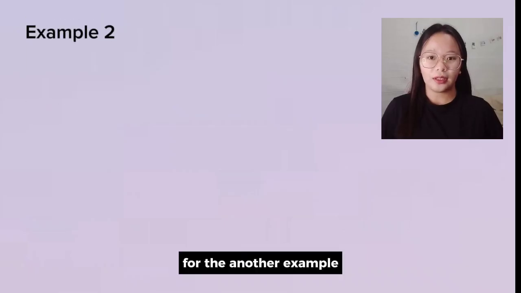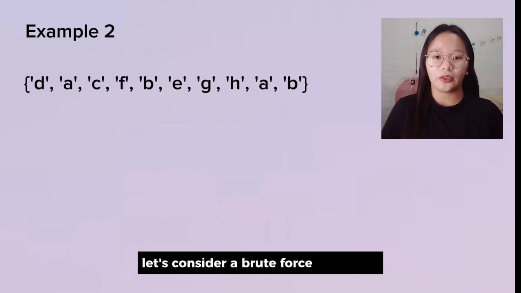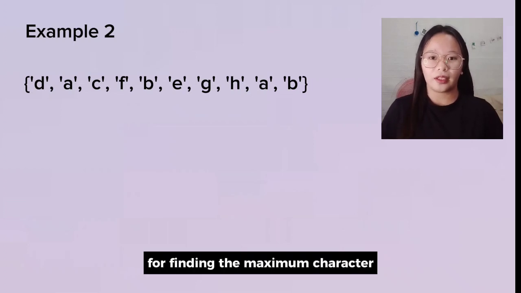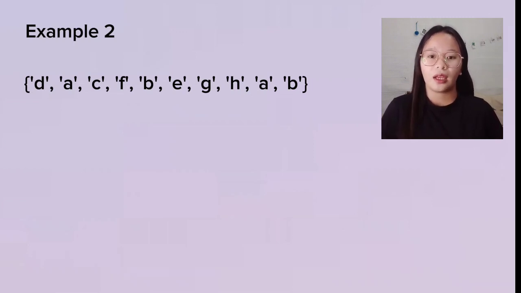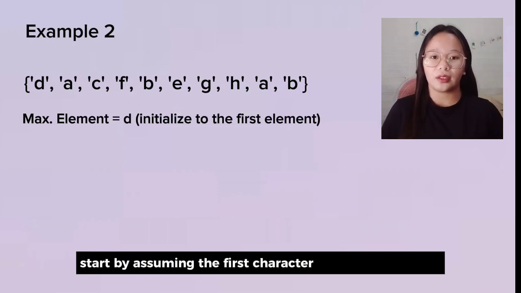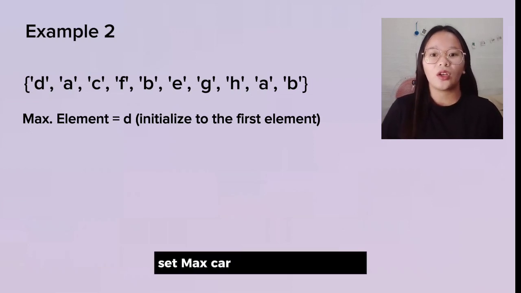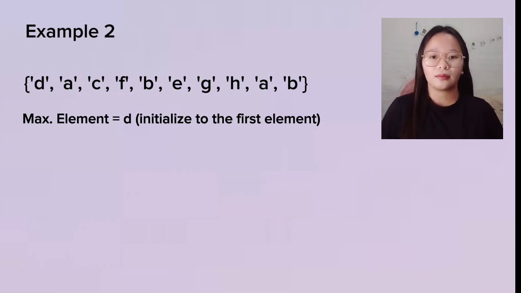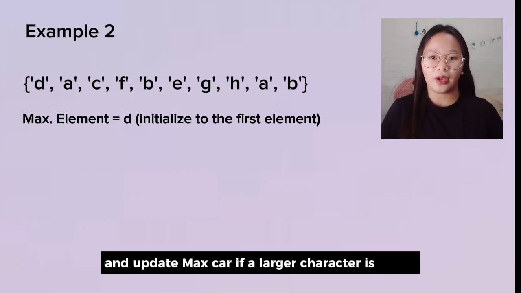For another example, let's use letters for the maximum character. Let's consider a brute force algorithm for finding the maximum character in a list of characters. The process involves iterating through each character and keeping track of the largest character. Start by assuming the first character is the maximum. Set max char to letters[0], which is D. Compare each subsequent character with max char and update max char if a larger character is found.